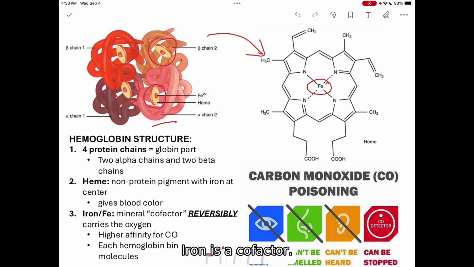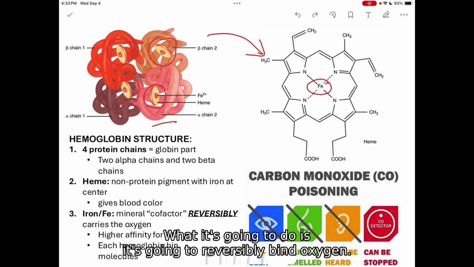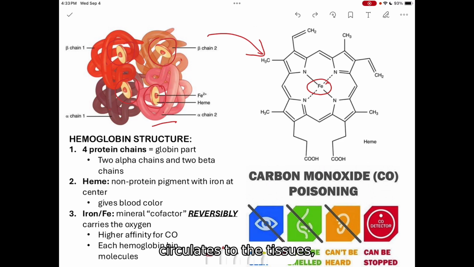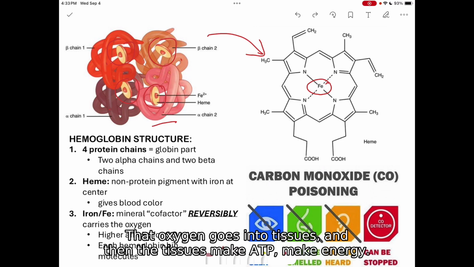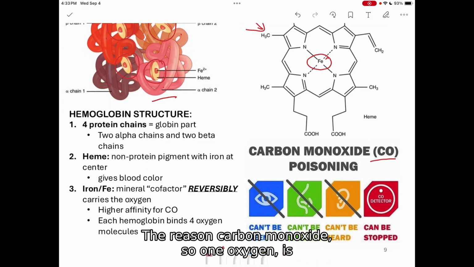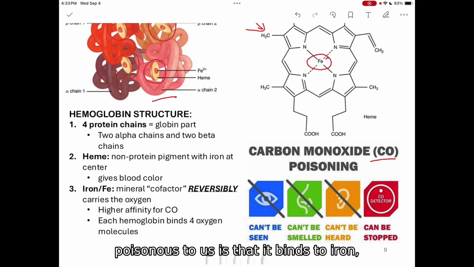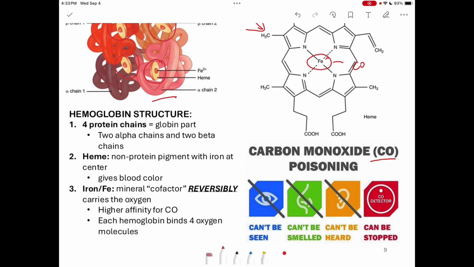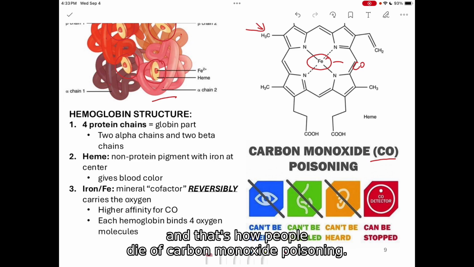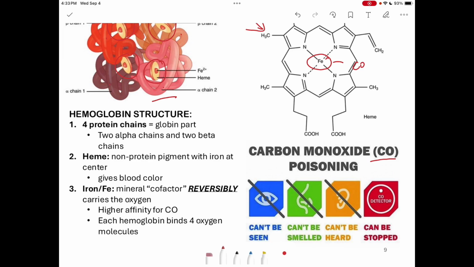Iron is a cofactor. What it's going to do is reversibly bind oxygen. It's going to pick up oxygen in the lungs, and when blood circulates to the tissues, it's going to let go of oxygen. That oxygen goes into tissues, and then the tissues make ATP, make energy. The reason carbon monoxide, so one oxygen, is poisonous to us is that it binds to iron and it doesn't let go. And so it stops the ability of hemoglobin to carry oxygen, and that's how people die of carbon monoxide poisoning.